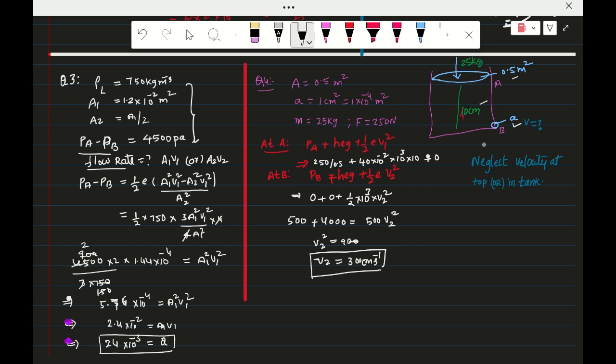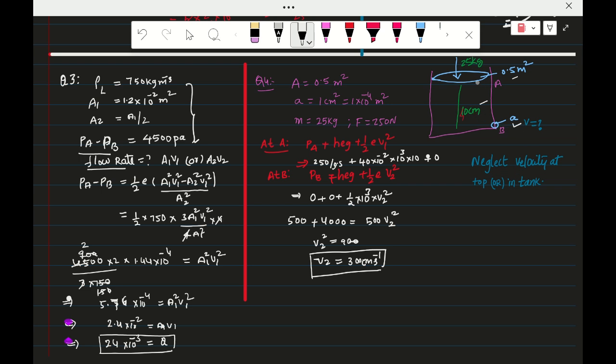So apply Bernoulli's principle at A and at B. So this is the answer. Bernoulli's principle means here mg by A plus h rho g at this point A. If you neglect the velocity at the top in the tank, take it as 0. Otherwise, bring this V1 square to the other side of the equation, V2 square minus V1 square. There A1, A2 will be substituted.